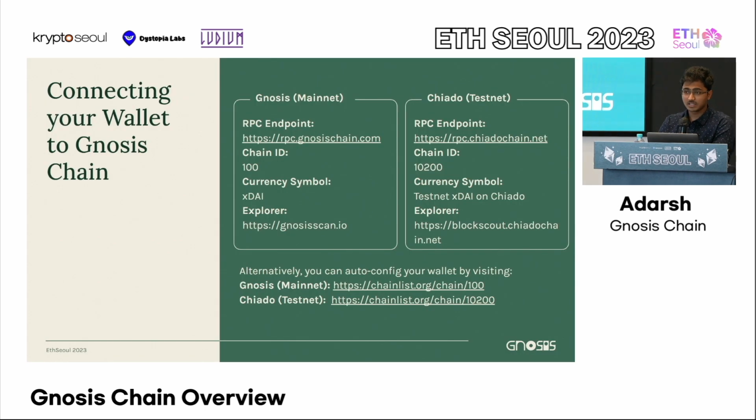After that, just connect your wallet to the Gnosis chain. Here's the RPC endpoint provided for both the mainnet and the Chiado testnet. An alternative is to use autoconfig using Chainlist, and you can automatically connect your wallet to Gnosis chain and Chiado.